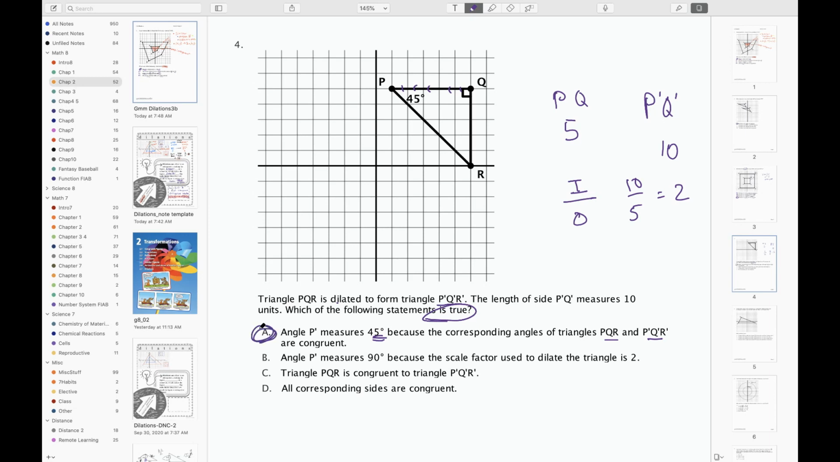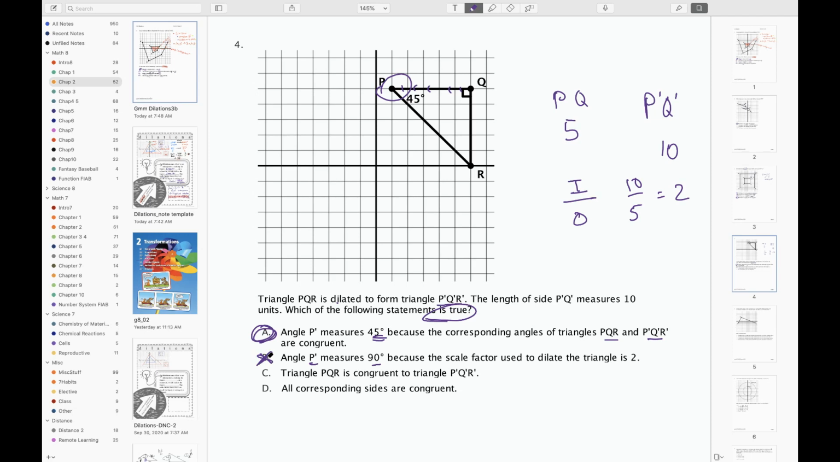Okay, but I'm going to go through this. So let's look. P prime measures 90 degrees. No, because P was 45. How could P prime be 90, right? So that's not true.